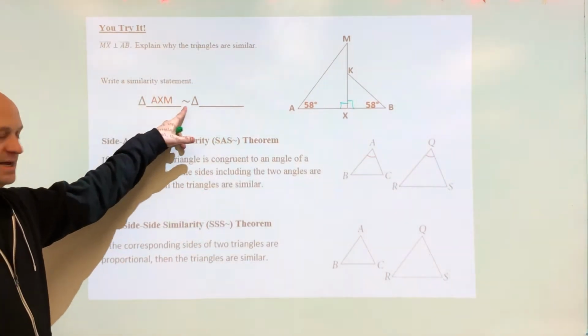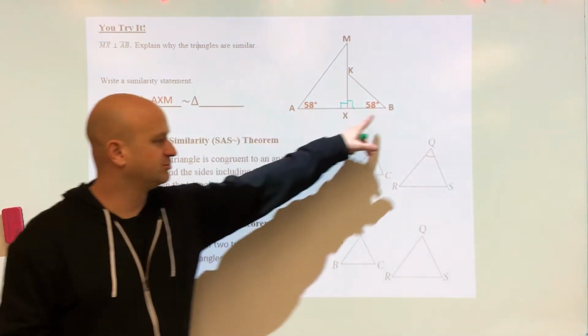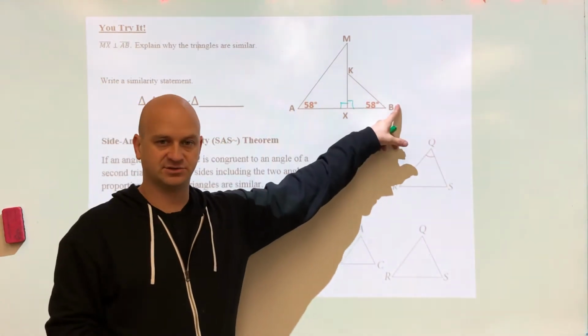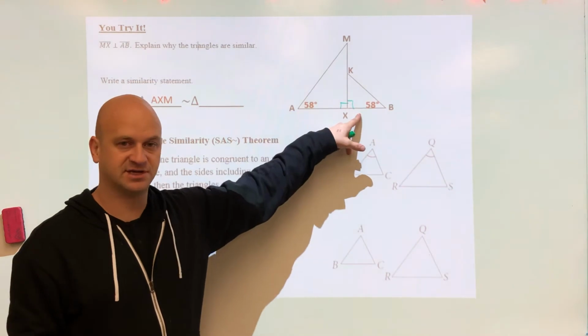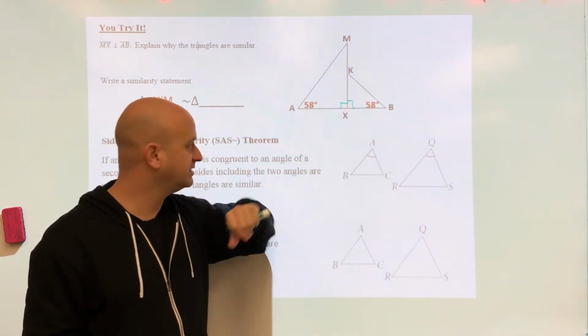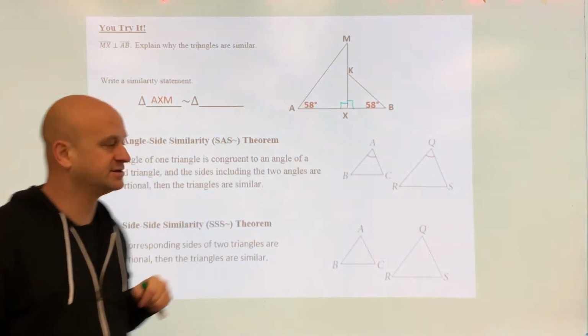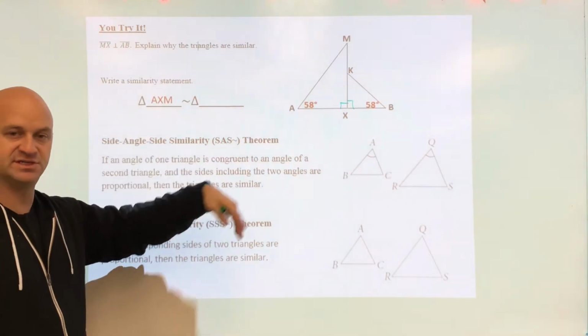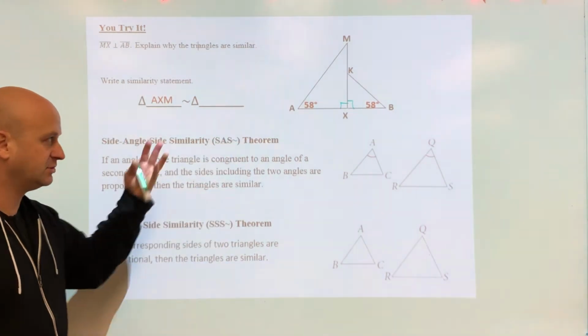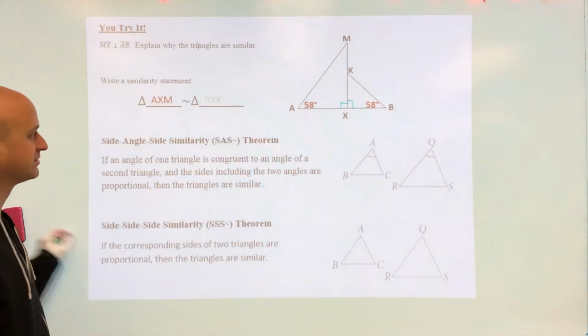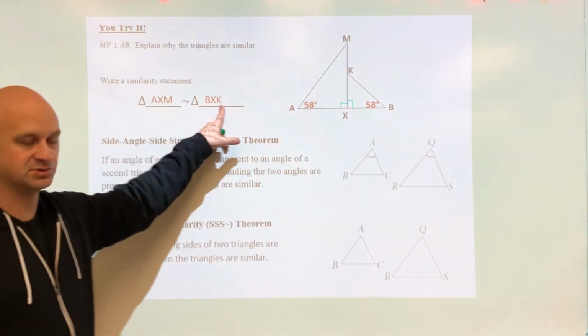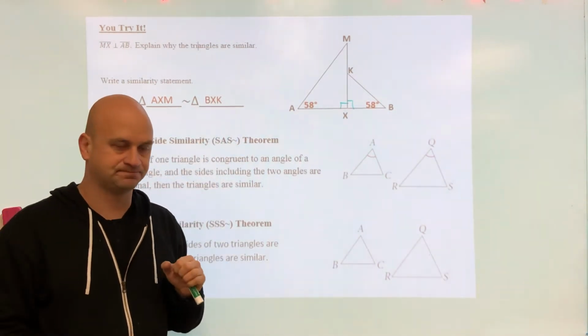If I named it AXM, A is going to match up with B. They both have 58 degrees. X is going to match up with X because they both have 90 degrees. And then M and K are going to match up because 90 plus 58 subtracted from 180 would give you angles M and K, which are both congruent. So the other triangle would be labeled BXK.